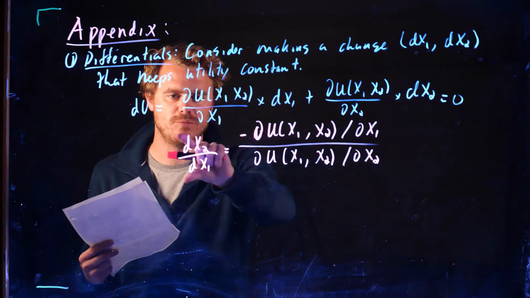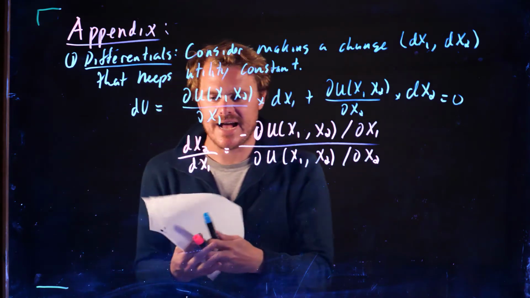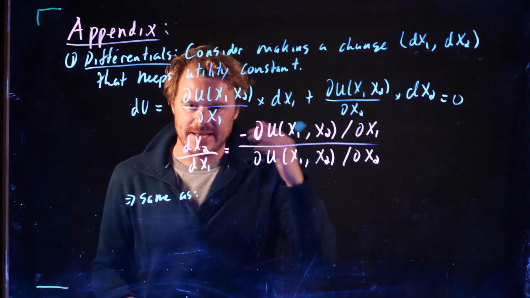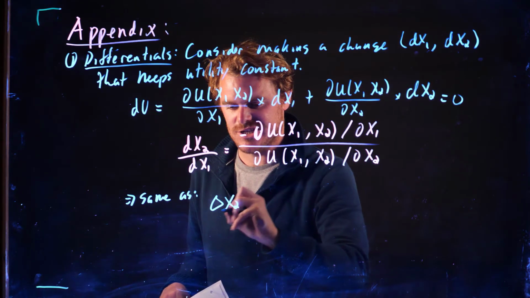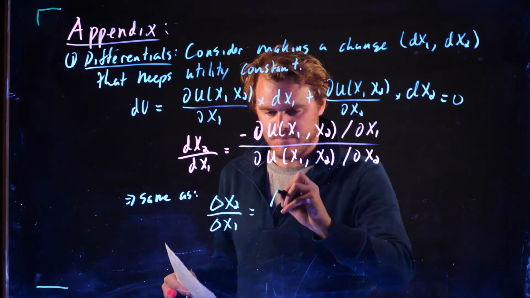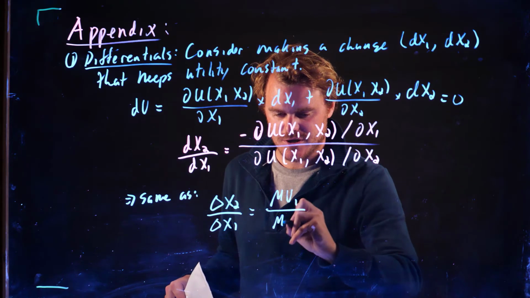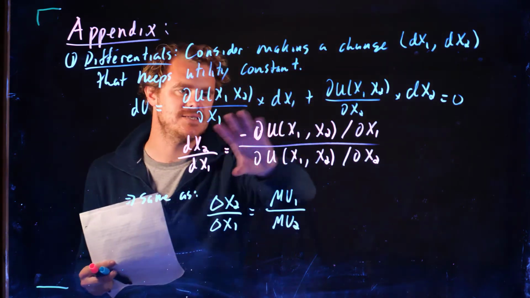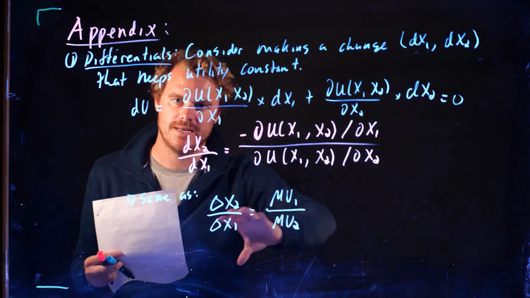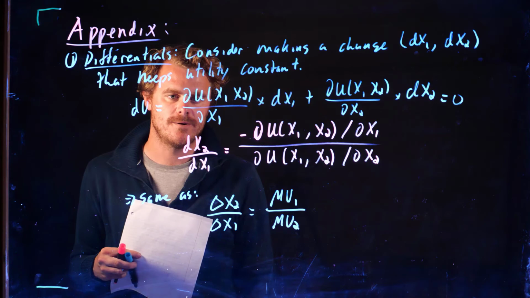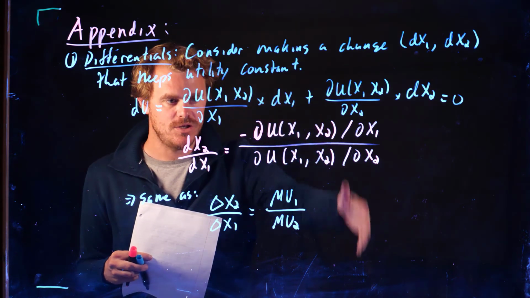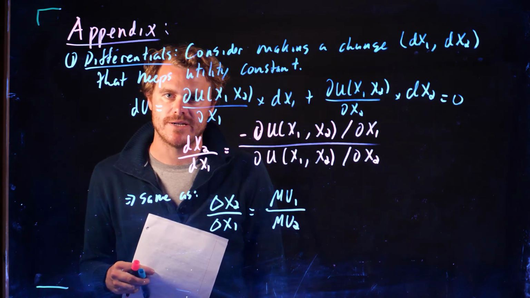And I just know what I'm looking for. This is the exact same as what we did in the main chapter, when we said the change in x2 over the change in x1 equals the marginal utility of 1 over the marginal utility of 2. This is the same thing. Now we're just thinking about partial derivatives. So this is one way to think about using calculus to solve for the marginal rate of substitution.